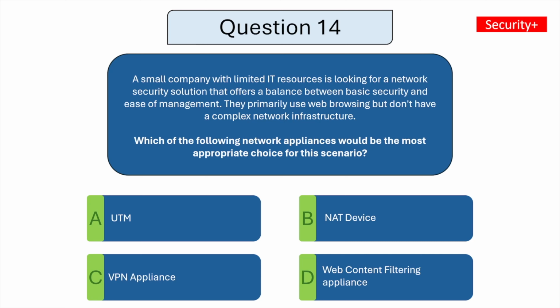For C, a VPN, so a virtual private network appliance. These are more for remote access and tunneling, so I'm going to rule that out. So that leaves us with D, web content filtering appliance. I'm going to go with this one. I mean, it filters the web browsing, it's cheap, and it's easy to configure. So going with D.